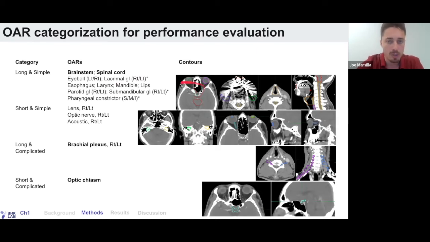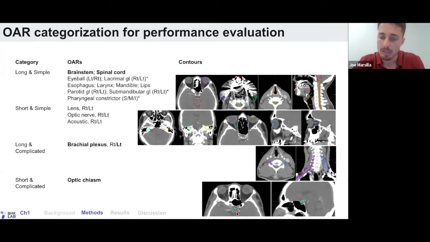There are OARs which are very simple to segment, for example the eyeballs, the brainstem, and the parotids. But there are also some OARs, like the brachial plexus seen here and the optic chiasm, that are more difficult to segment. This is because it's very hard to see these OARs on the CT imaging. Even for radiation oncologists, the inter-observer variability when segmenting something like the chiasm is very low when you look at a DICE value. Obviously this is something to keep in mind when thinking about clinical acceptability.